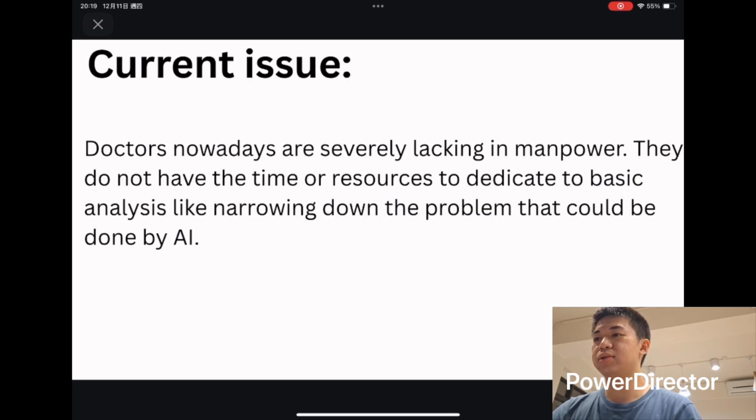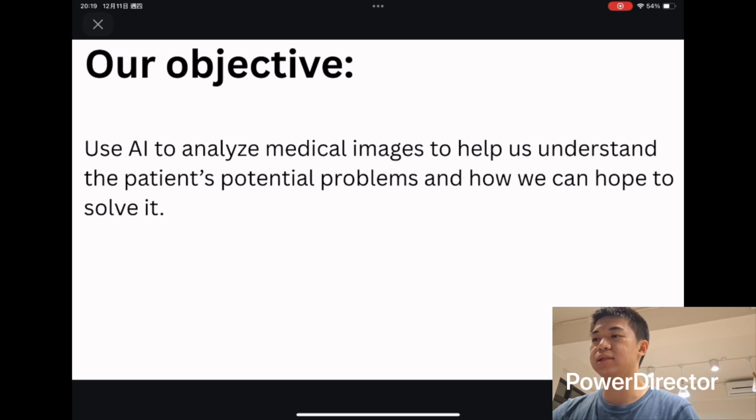We think the issue we face now is that doctors are severely lacking in manpower. They do not have the time or resources to dedicate to basic analysis, like narrowing down the problem, that could be done by AI. Therefore, our objective is using AI to analyze medical imagery to help us understand the patient's potential problems and how we can help to solve them.